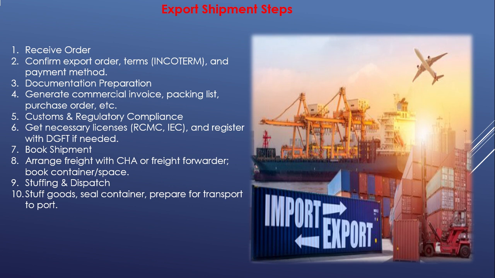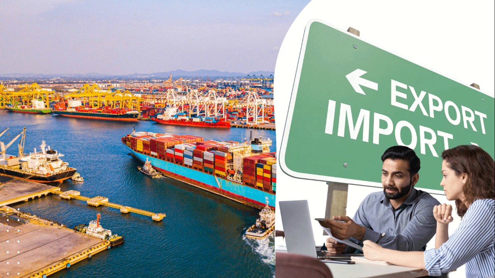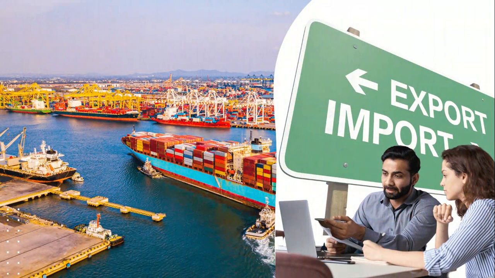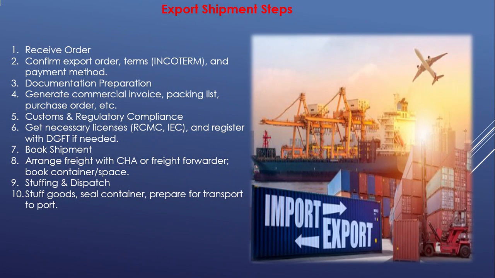Then book shipments. This is point 7, and it is very important. When we receive the order from overseas, we can dispatch the goods. Booking shipment is a very important part. While dispatching the goods, we need to hire a CHA and freight forwarder. They will carry the goods from our factory to the overseas destination. We need to share the commercial invoice in respect of the goods, and the other documents like the packing list and other necessary documents.